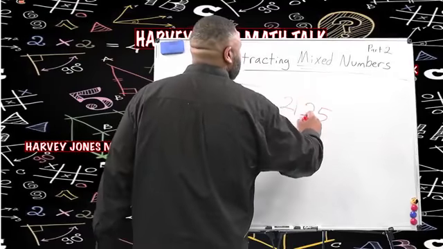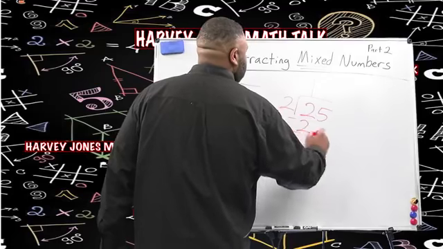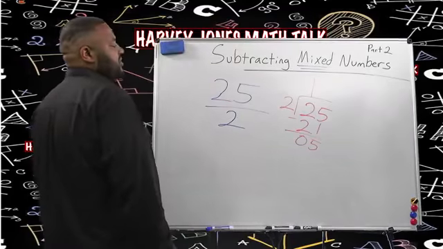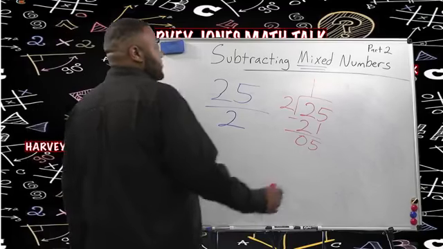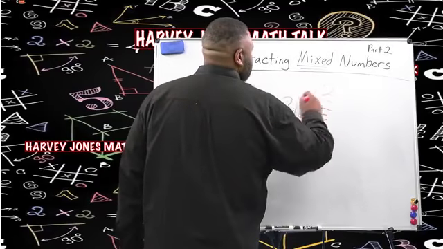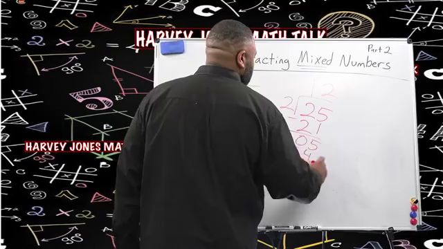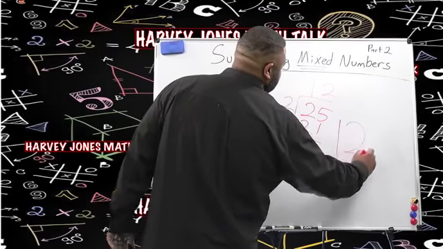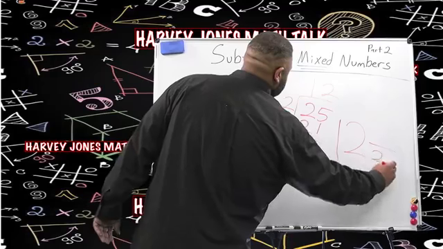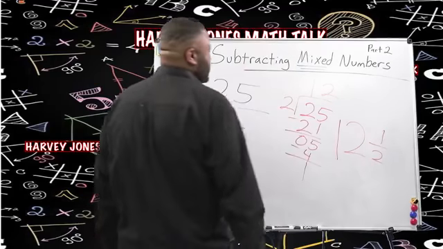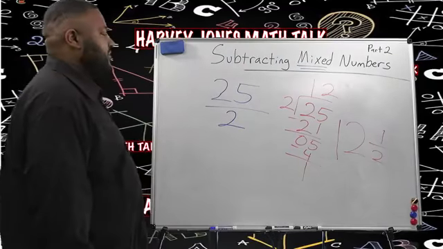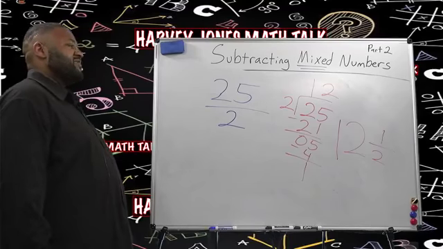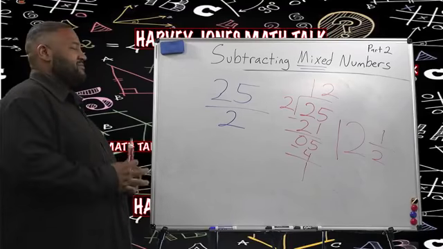1 times 2, you know it's 2. Subtract, you got 0. Bring down your 5. If you're doing long division, what times 2 gives us 5? That'll be 2. 2 times 2 is 4. And that's 1. So that means our 12 is the big number. Our denominator is still 2. Remainder is 1, which is 12 and 1/2.